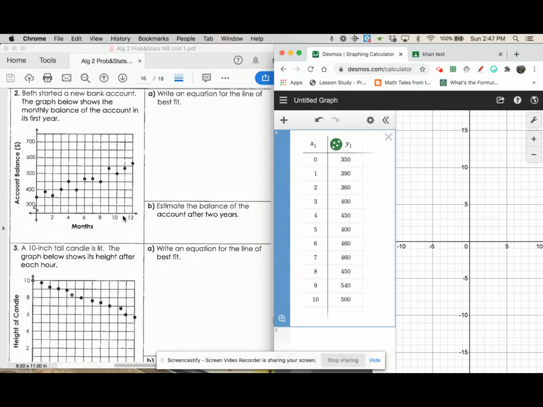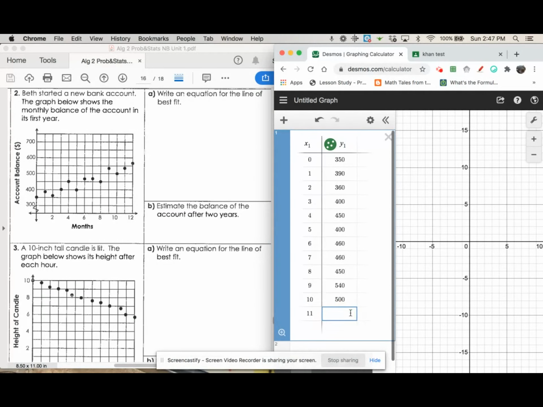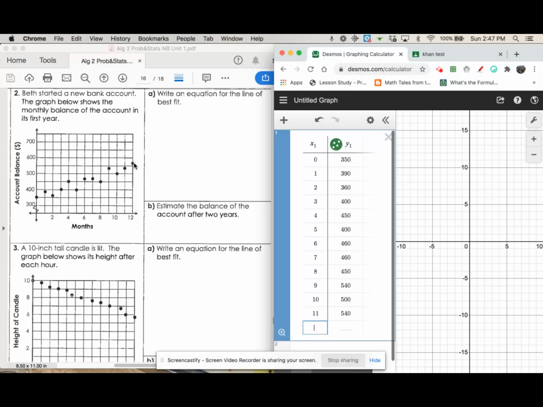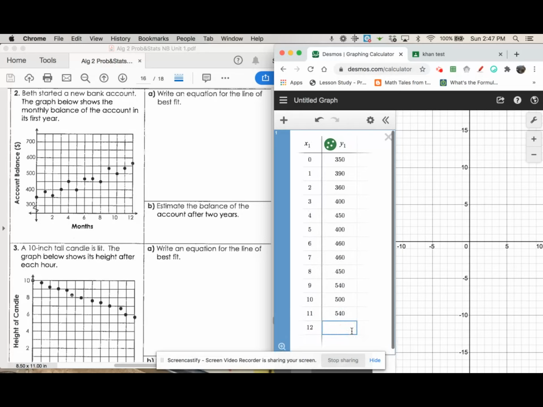I get to the next one, it's 11. Looks like it's a little bit below 550, 540. I'll call it 11, 540. And the last one is 12, a little bit above 550, so say 560, 12, 560. So I entered all my values. Let me count them. 1, 2, 3, 4, 5, 6, 7, 8, 9, 10, 11, 12, 13. And I have 13 in the table as well.